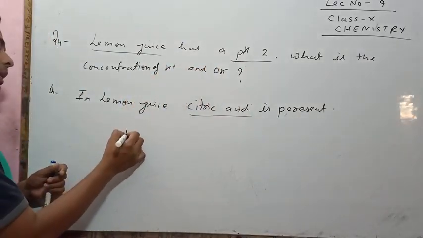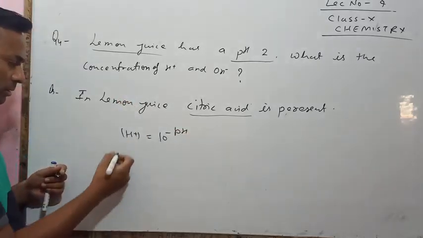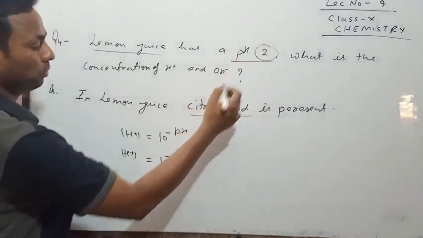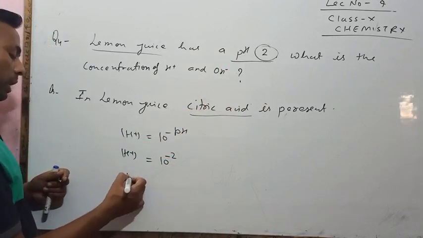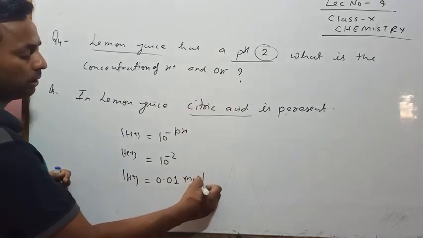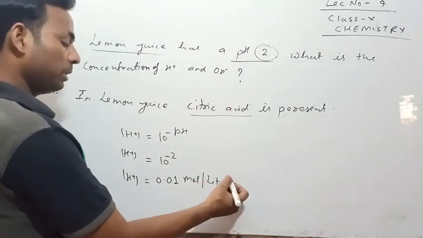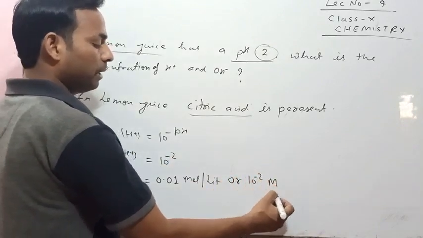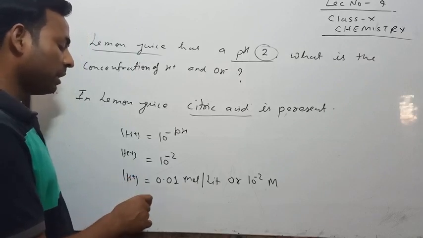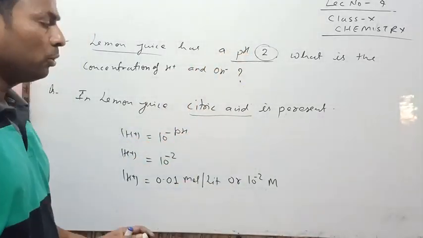So look here, you know H plus concentration equals 10 to power minus pH. This is a simple formula. So H plus concentration equals 10 to power minus pH, given 2. So put the value 2. So H plus concentration equals 0.01 mole per liter, or 10 to power minus 2 mole per liter, or we can also write 10 to power minus 2 M. M is mole per liter. So this is the concentration of hydrogen ion in a lemon juice which has pH 2.